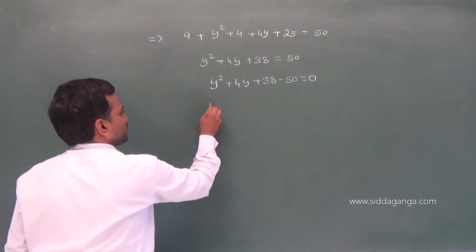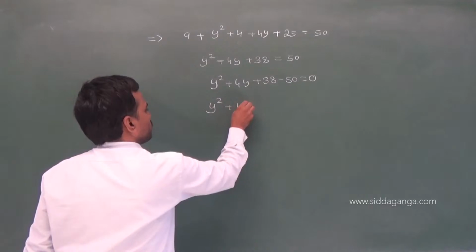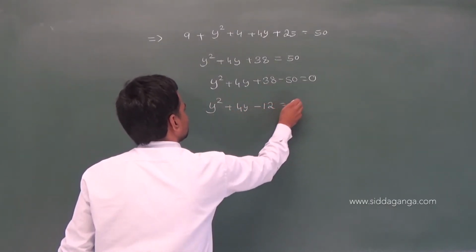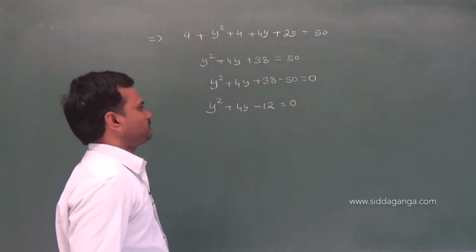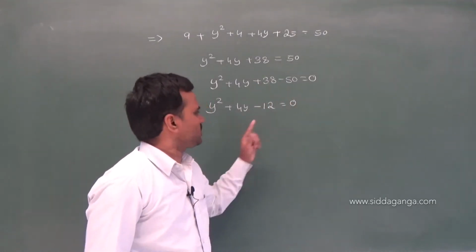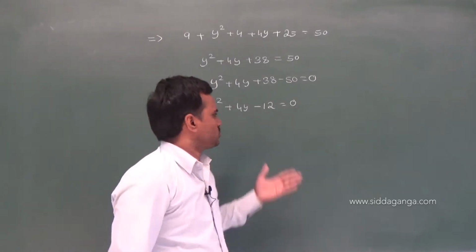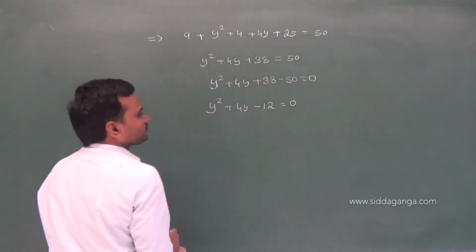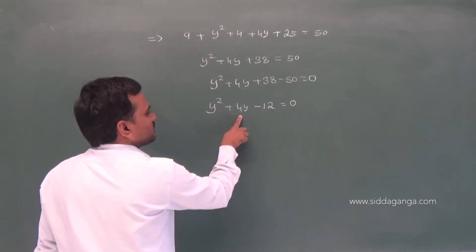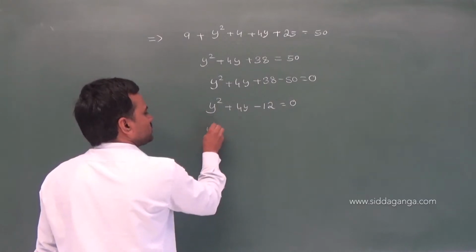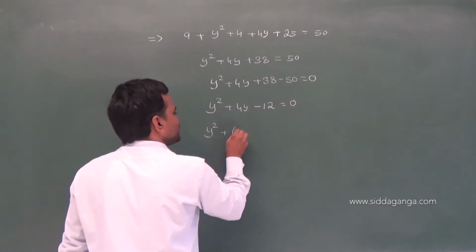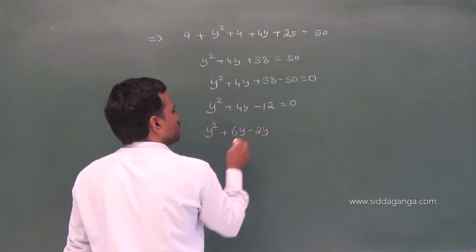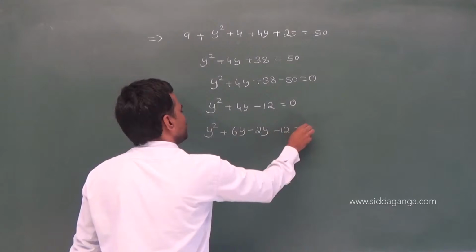So y square plus 4y, 38 minus 50, how much? Minus 12 is equal to 0. It is nothing but a quadratic equation. Solve this quadratic equation. Factorize it. How to factorize? Y square plus 6y, correct, minus 2y minus 12 is equal to 0.